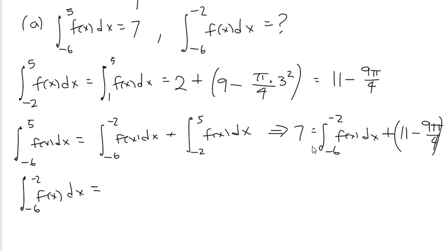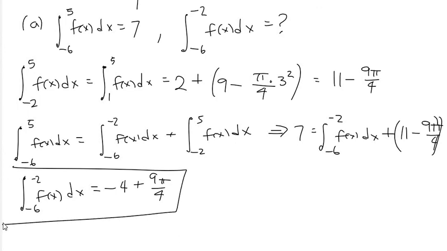we've got 7, take away 11, that's negative 4, and then we're going to add 9 pi over 4 to both sides. So there is the area or the value of the definite integral over the part of the graph that we can't see. We don't have that piece of the graph.